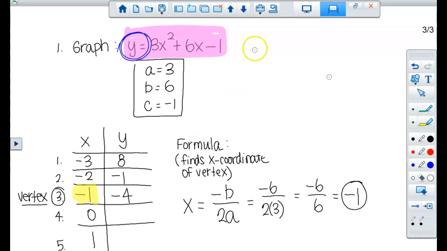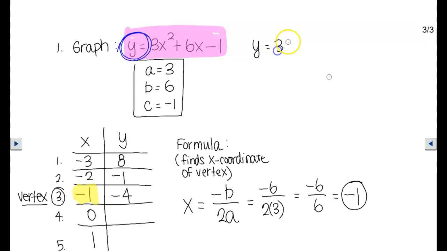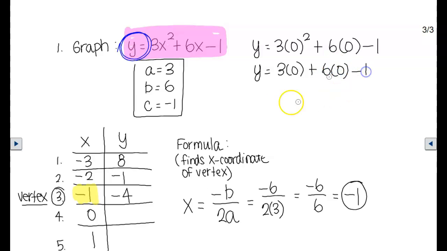All right, so now let's plug in 0 for x. So we get y equals 3 times 0 squared plus 6 times 0 minus 1. All right, exponent first. 0 squared is 0, so this is going to be 3 times 0 plus 6 times 0 minus 1. Now, let's do our multiplications. 3 times 0 is 0, plus 6 times 0 is 0, minus 1. And then 0 plus 0, of course, is 0, minus 1 would be a negative 1. So we get a negative 1 for our y value.